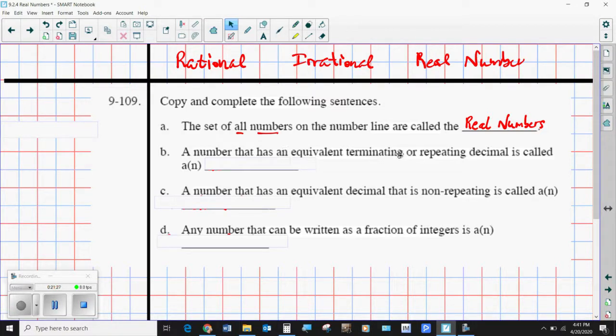A number that has an equivalent terminating or repeating decimal, which one of these can be written as repeating or terminating decimals? That would be the rational numbers. And a number that has an equivalent decimal that is non-repeating, that means it goes on and on forever with no clear repeating pattern, those are the irrational numbers. And then any number that can be written as a fraction. Remember, rational numbers can be written both as fractions with integers in the numerator and denominator, or as their equivalent terminating or repeating decimals. So this concludes our lesson on the real number system.